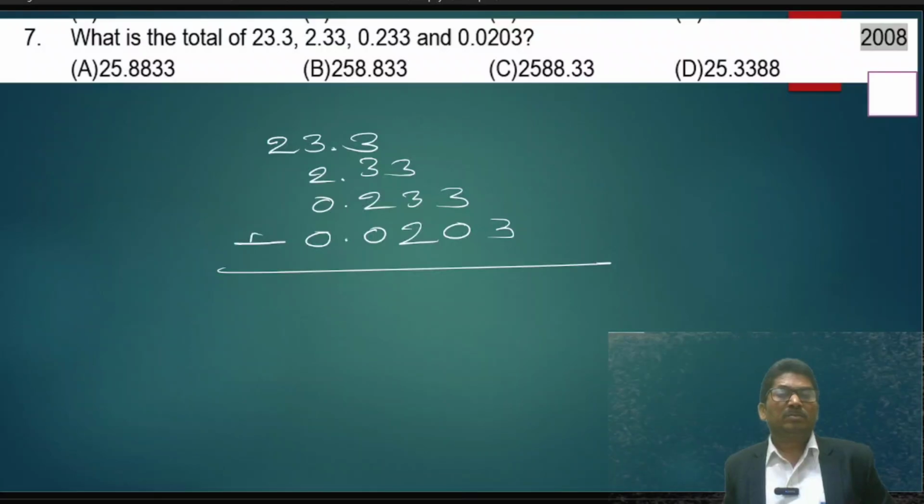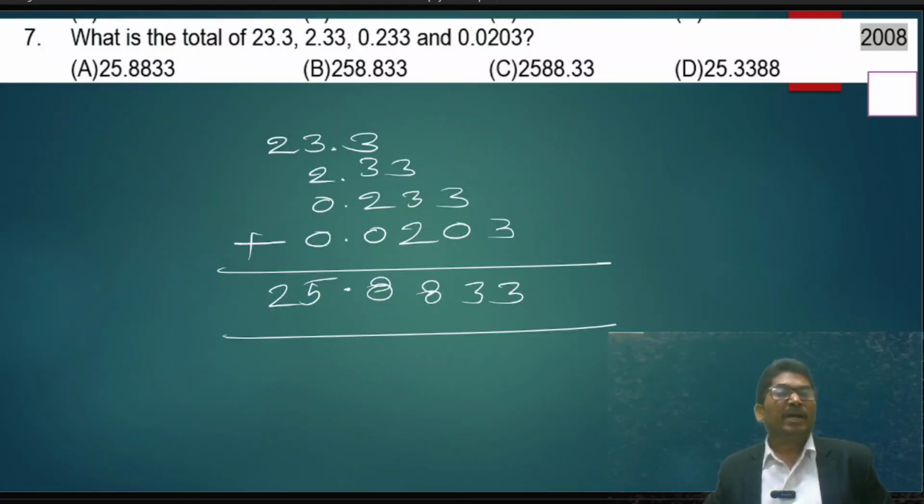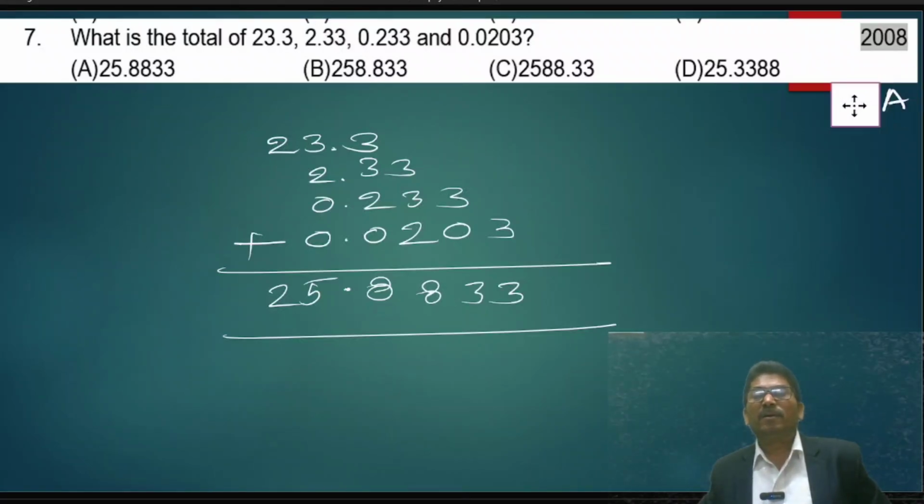Total means sum. 3, 3, 8, 8, decimal point, 5, 2, 25.8833. Option A is the correct one.